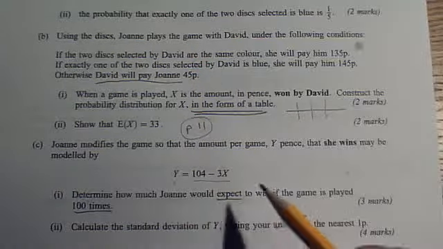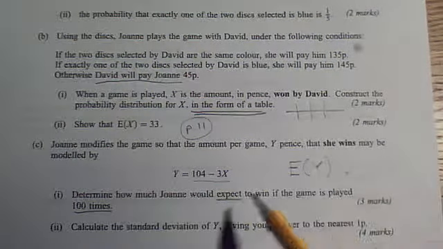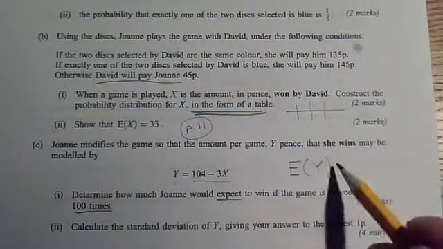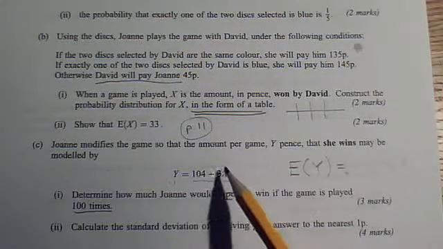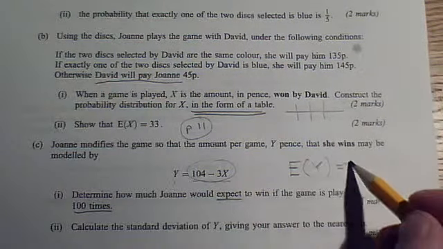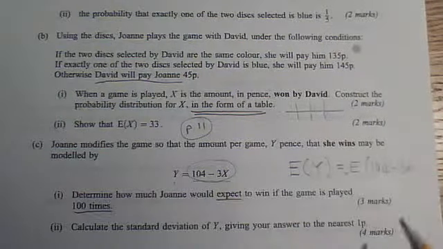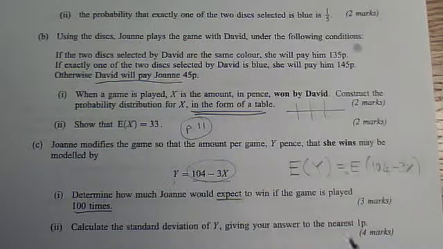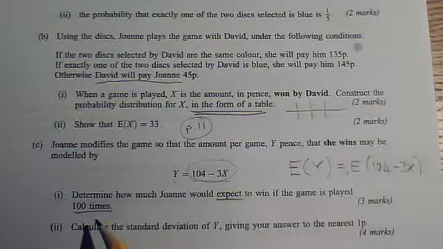It's a two-stage process. If you work out the expectation of y, then that will be what Joanne expects to win on one game. And the expectation of a linear function of x, you should remember how to get the expectation of something like 104 minus 3x. That's one of the basic rules from the chapter. Once you've got an answer for that, you've then got to scale it up to 100 games in the obvious way.